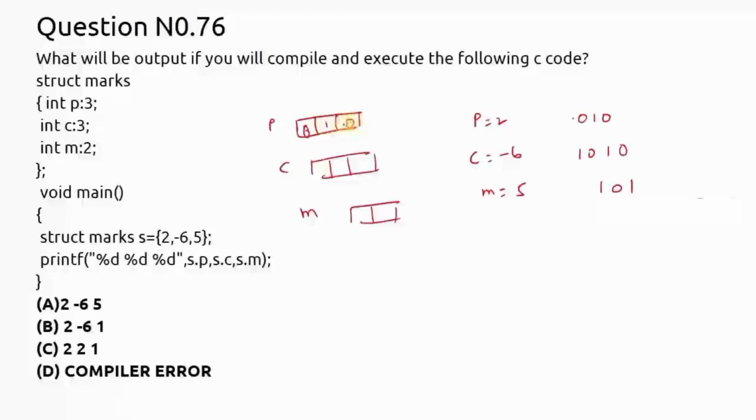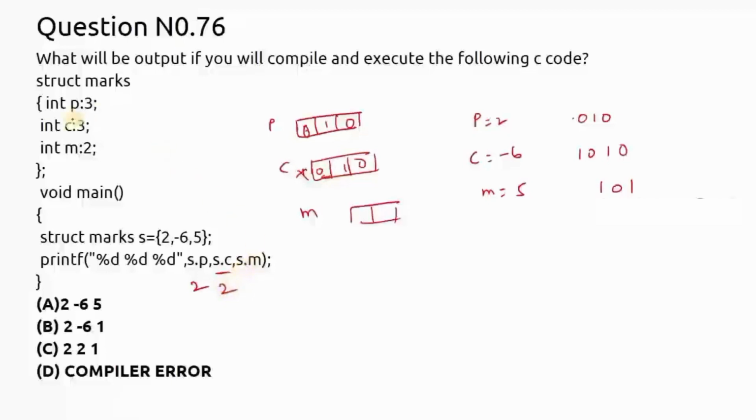So the value 2 anyway will be printed 2 here. Now if you consider S dot C, what is C value? 1 0 1 0. So how many bits does it have to take here? It is restricting to 3 only. So if you write like this 1 0 1 0, it will take only 3 bits, that's why these 3 only will be taken, this will not be taken. So that's why 0 1 0. What does 0 1 0 mean? In decimal the value is 2.